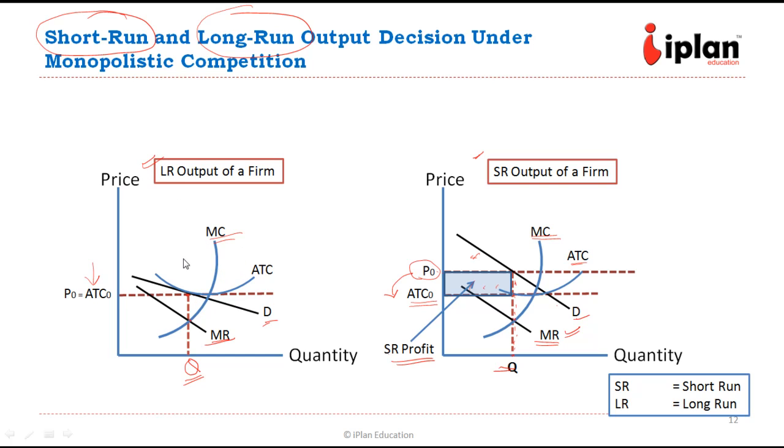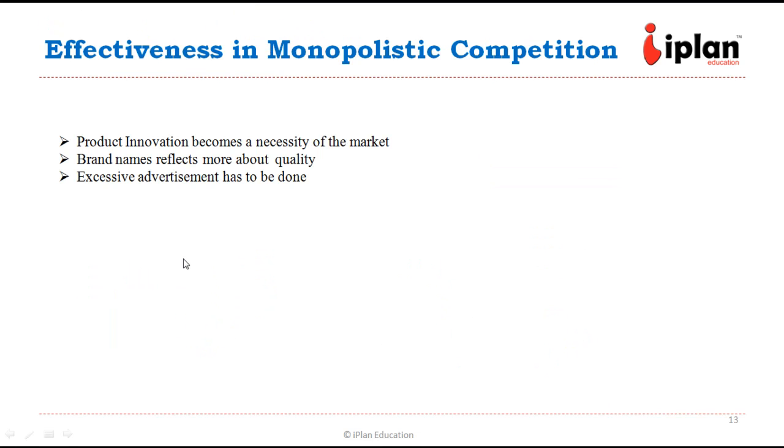Now let us move to the next slide. The effectiveness in monopolistic competition. Considering that the market structure is monopolistic competition, the individual companies can make their strategy effective based on product innovation. As we have already seen, they differentiate their product through product innovation, and that is how they are able to survive in the market. So this is the necessity in monopolistic competition.